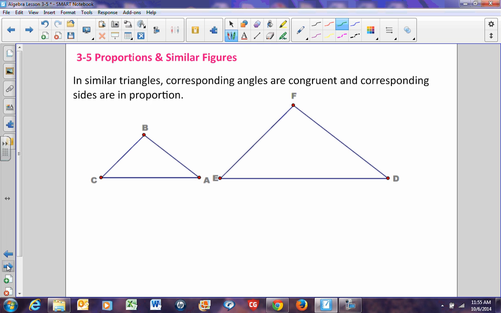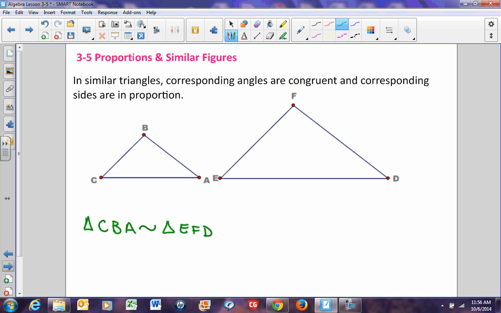So if we look at this figure here, if I was to tell you that triangle ABC, or let's just call it CBA, if I said triangle CBA is similar to the other triangle, I would want to make sure that I get it in the right order. The symbol for similar looks like a sideways S or half of the infinity symbol. CBA is similar to triangle EFB.